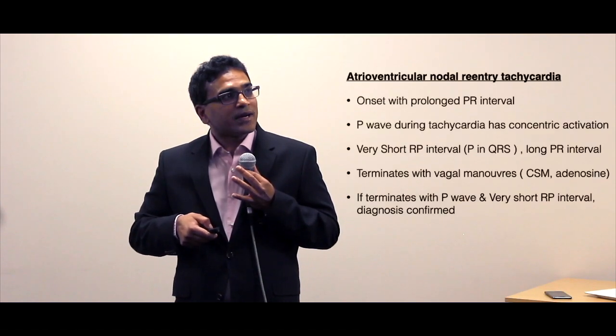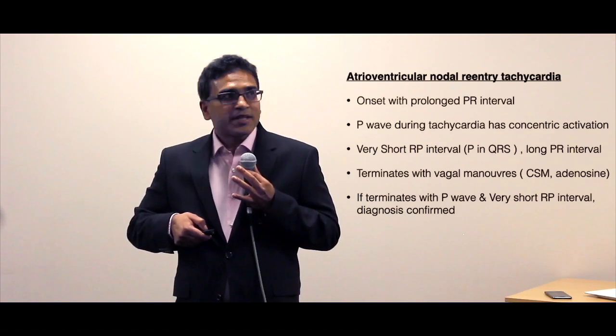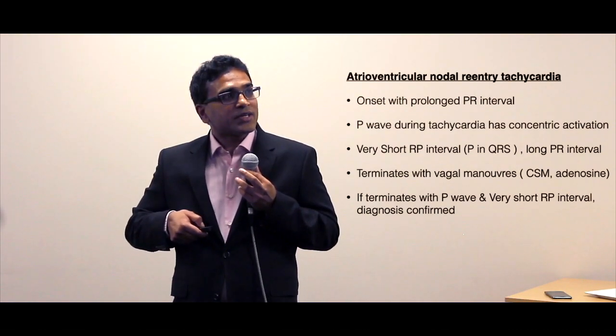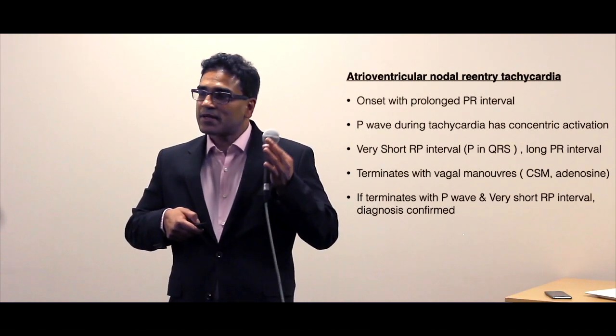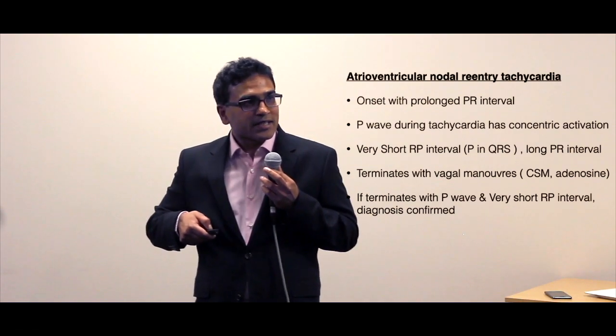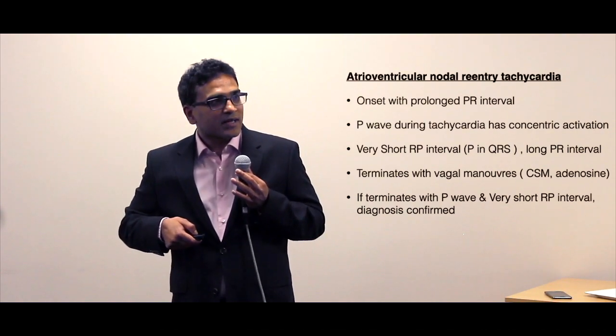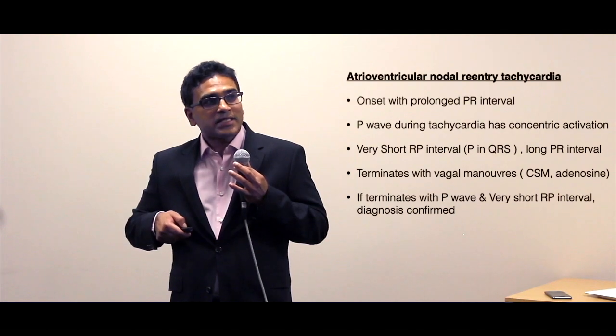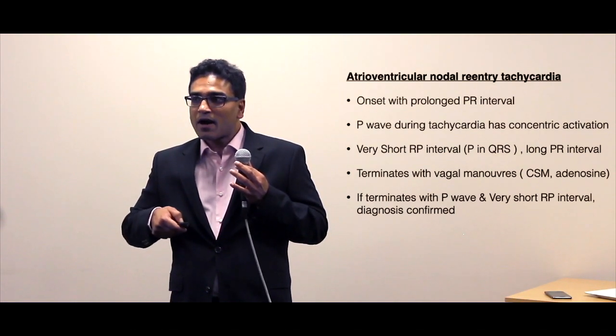Okay. Atrioventricular nodal reentry tachycardia, that's within the AV node. What are the clues? If you catch it and you see how it starts off, and it starts off with a prolonged PR interval, and during the tachycardia, the P wave has a concentric activation, I've already explained that to you, with a very short RP interval, that is typical AVNRT. If it terminates with vagal maneuvers, carotid sinus massage, and adenosine, you're probably dealing with typical AVNRT if you've got all the above features. However, you can have atypical AVNRT with a long RP interval.